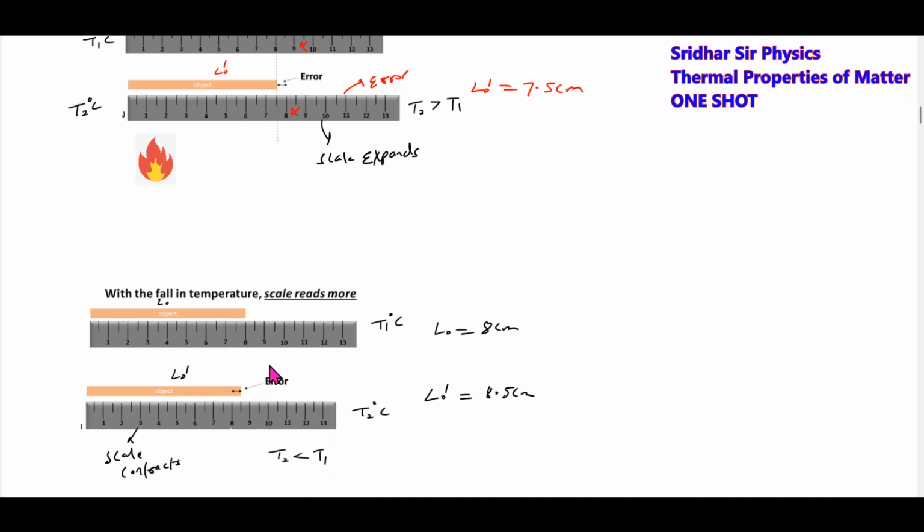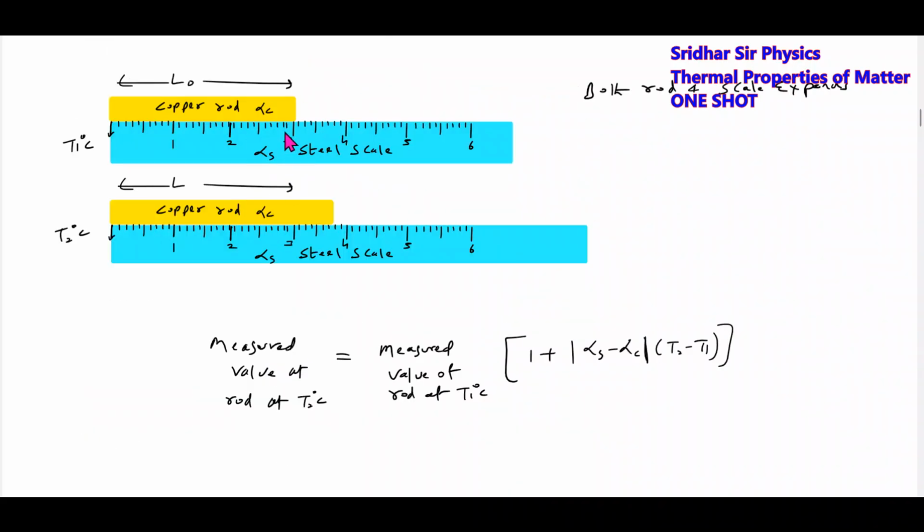Sir, if both the scale as well as the object expand, what conditions will come? If both the rod and the scale which is used expand, then the formula should be like this: measured value at final temperature equals measured value of the rod at initial temperature times 1 plus alpha s minus alpha c times T2 minus T1. So based on this, we can get this one.